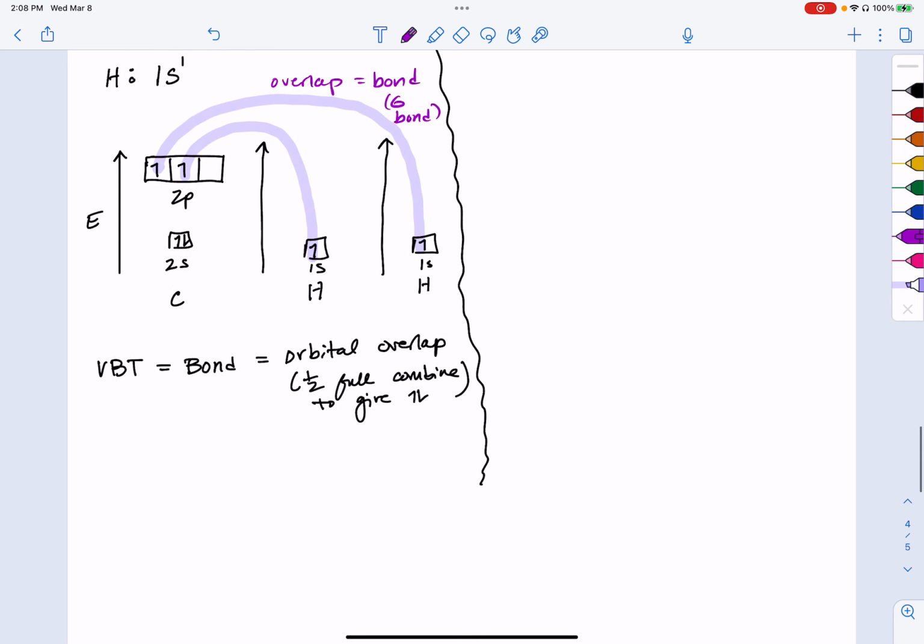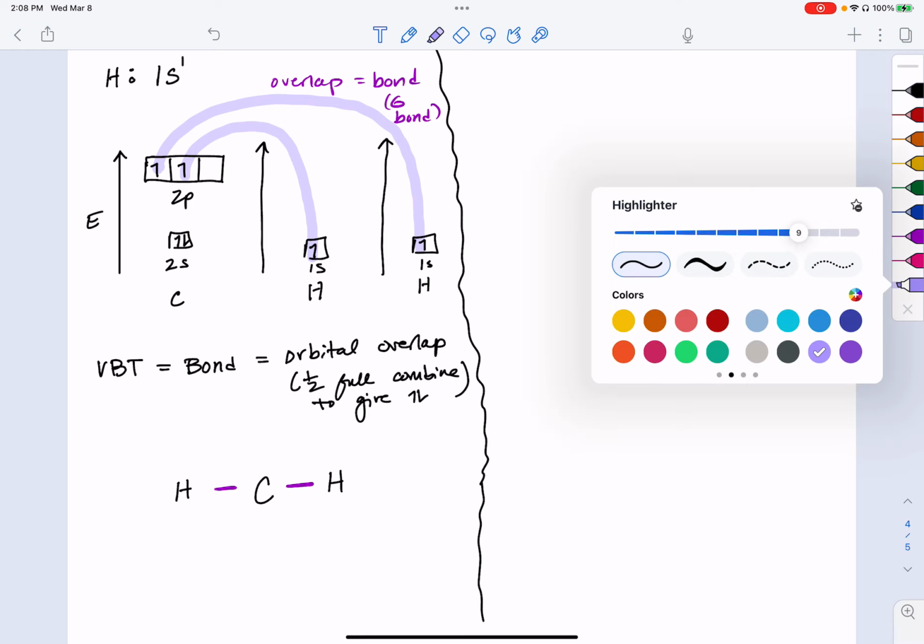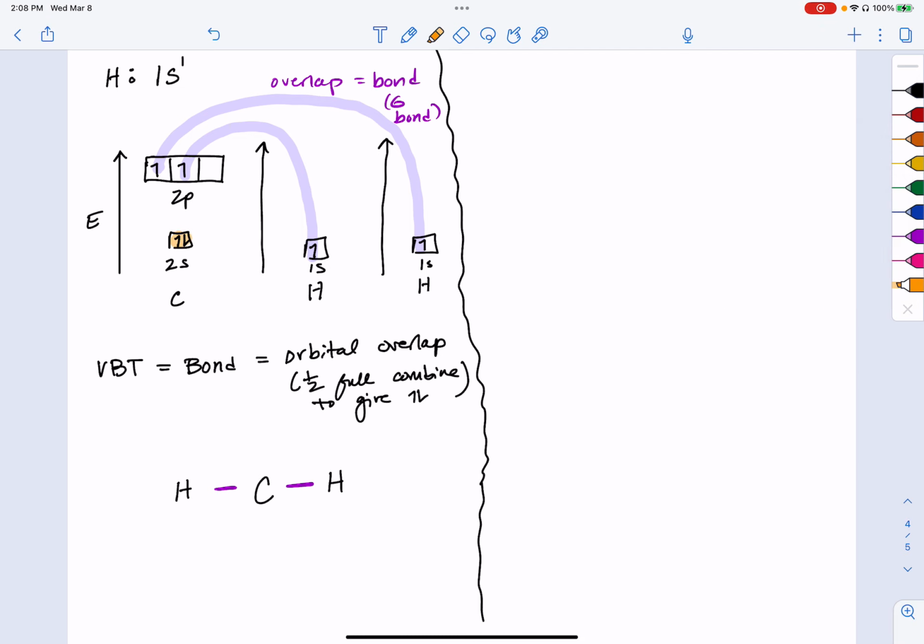So let's look at what this would look like according to Lewis. If we were to draw this using a Lewis style structure to represent the bonding, we would have carbon forming 2 single or sigma bonds to hydrogen, and then the leftover valence 2s orbital or 2s electrons would be a lone pair like this.